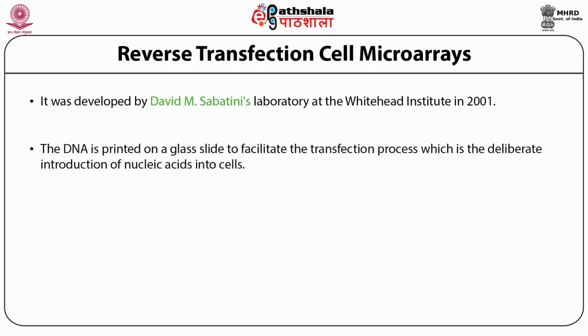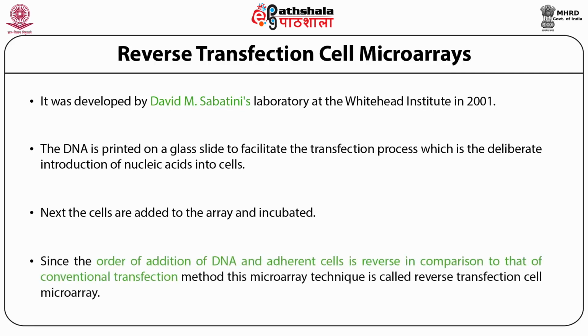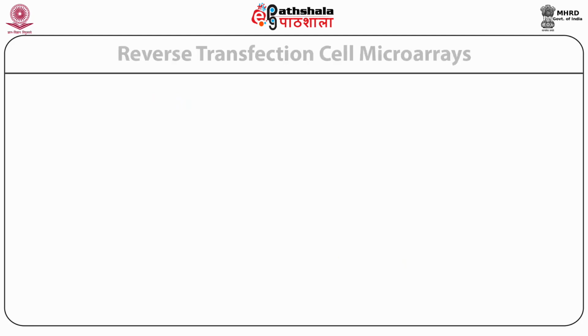The DNA is printed on a glass slide to facilitate the transfection process, which is the deliberate introduction of nucleic acids into cells. Next, the cells are added to the array and incubated. Since the order of addition of DNA and adherent cells is reversed in comparison to that of conventional transfection method, this microarray technique is called reverse transfection microarray.